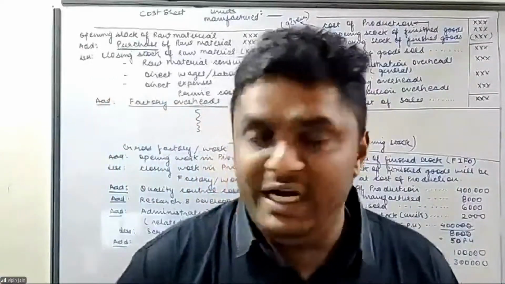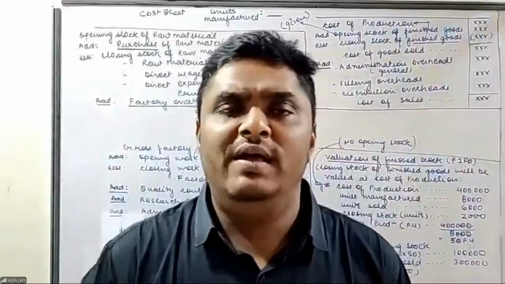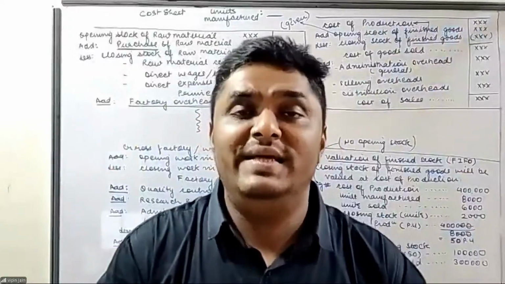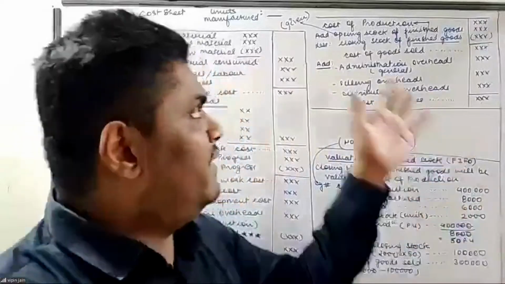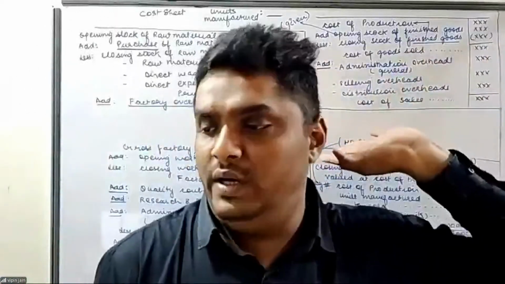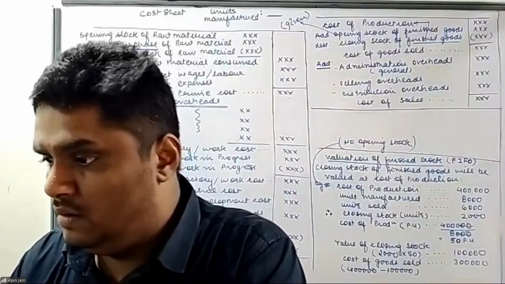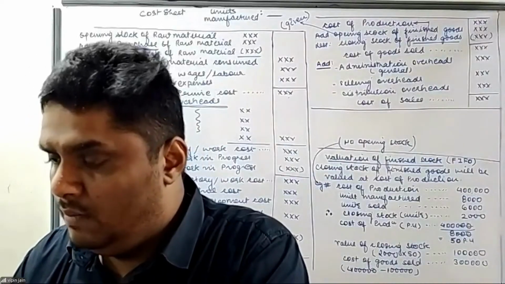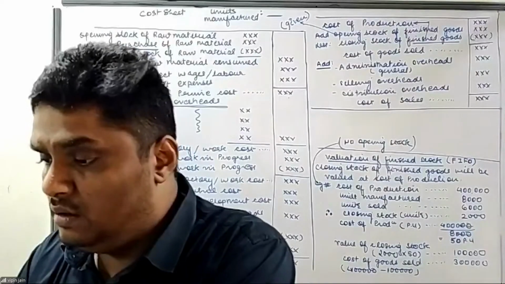How to calculate administrative overheads? Administrative overheads will be given in the question straight away. Let's say rent, salaries, depreciation, postage and telegram, audit fees. So these will be given in the question. So we have to calculate the total and put up administration overhead. Bhavna, hopefully your query is resolved. Anyone else with any doubts?